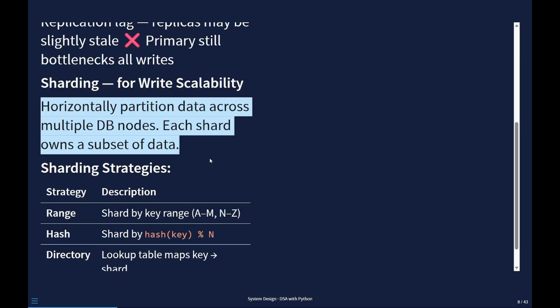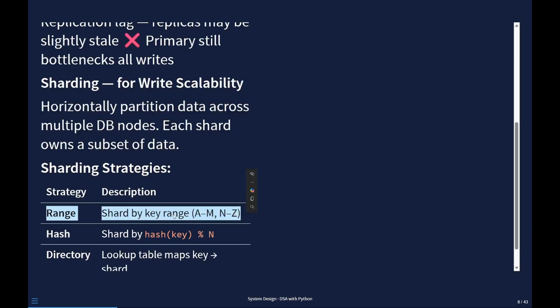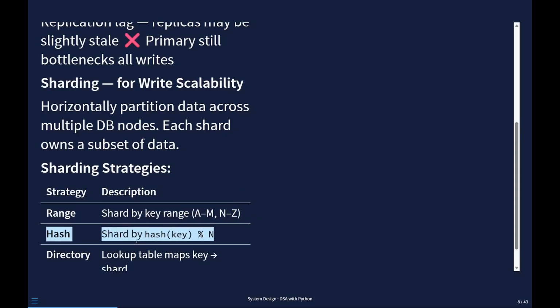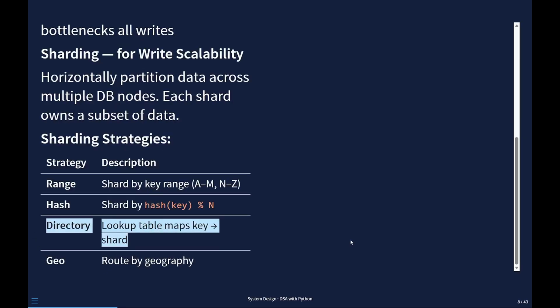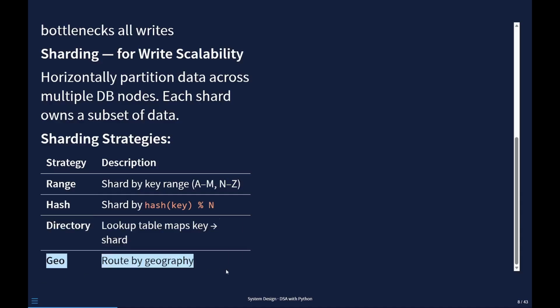The common sharding strategies. Range. Shard by a key range, like usernames A through M on shard 1, N through Z on shard 2. Hash. Compute hash(key) % n to determine the shard. Directory. Maintain a lookup table that maps each key to its shard. Geo. Route by the user's geography.